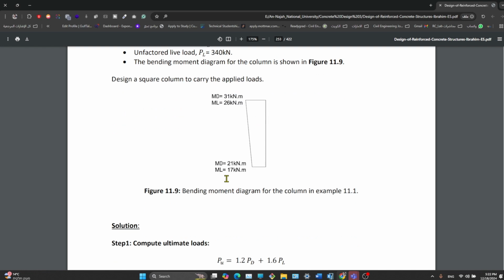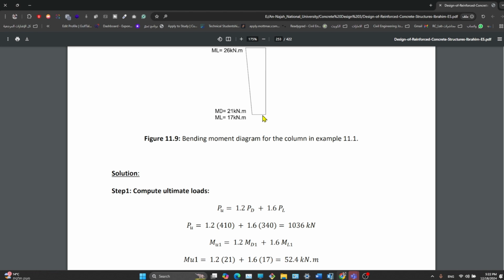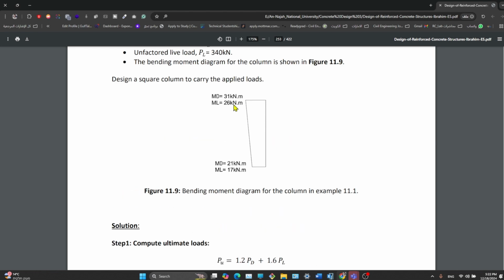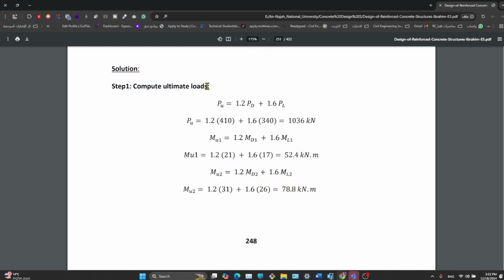Okay, perfect. So we have these moments. This is the end moment at the bottom. This is the top moment. This is the story, maybe story 2, story 1, for example. Okay, so first of all, compute the P ultimate.